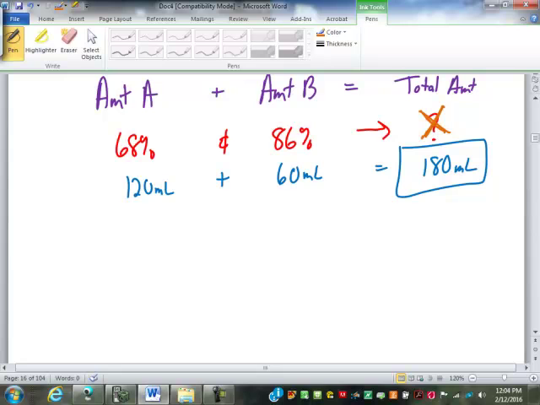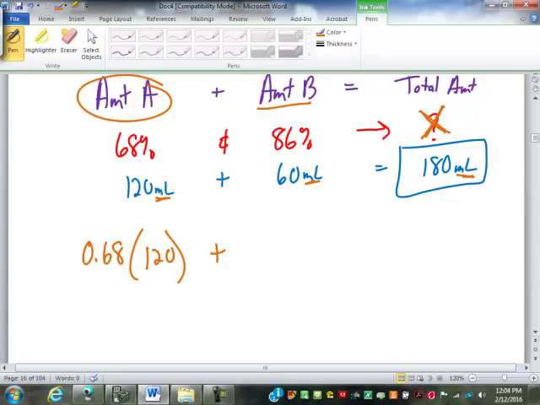So based on what we know about our mixtures and solutions now, the amount of serum in solution A is going to be the concentration of 0.68 times 120 milliliters. Now, since these units are the same all the way across, I'm going to keep the units out of the formula. Plus, the amount of serum in solution B is 0.86 for its concentration times a volume of 60 milliliters. That has to equal the amount of serum in the final solution. We don't know its concentration, but it'll be multiplied by a volume of 180 milliliters.